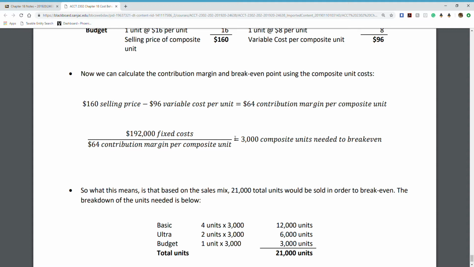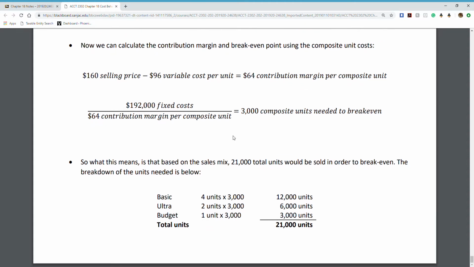So what does this mean to actually break even? We're going to have to separate these back out. Since it's composite, we want to know how much per product we need to sell. So we're going to separate this out. We bring 3,000 and multiply it by each one based on this ratio. So 4 times 3,000 is 12,000 units. 2 times 3,000 is 6,000. Of course, 1 times 3,000 is 3,000.